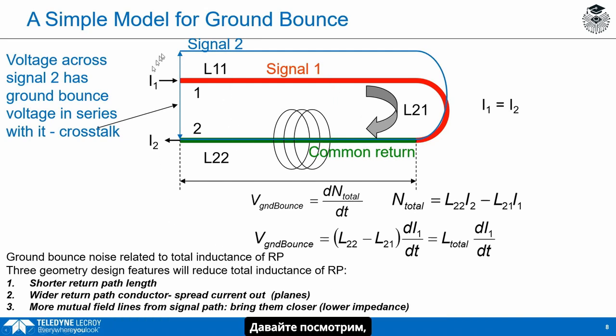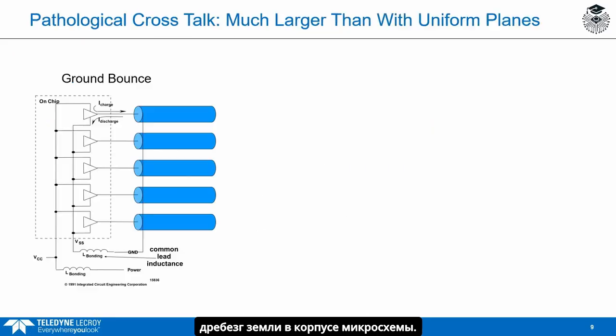Let's look at how this simple model can be applied to help us predict and understand ground bounce in a package. So here's just a really simple example, one that I show quite a bit. It's kind of the poster child for ground bounce. This is a really simple diagram of a package. So here is a die that's got 5 I/O that are switching. Here's the package that die is contained in. All of the 5 I/O share the same common rail, power rail and ground rail on the die.